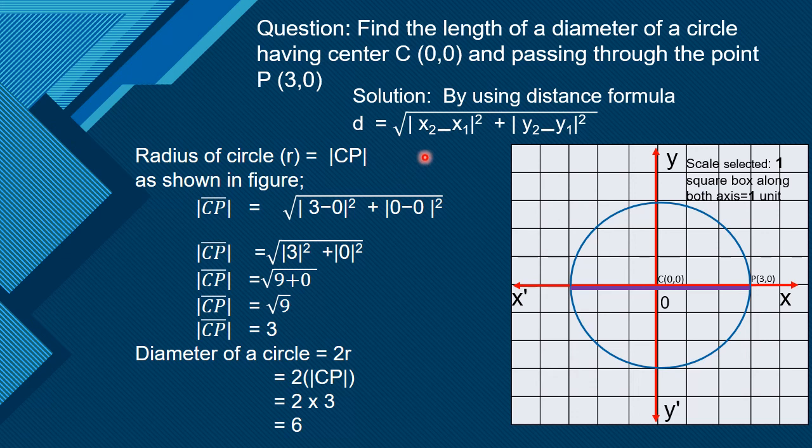CP is equal to the square root of (3 minus 0) whole square plus (0 minus 0) whole square, as the coordinates of point P are (3, 0) and the coordinates of point C are (0, 0). So it will give you 3 square plus 0 square, and by solving this you will have CP equal to 3, which is the radius of the circle. As you know, the diameter of a circle is 2 multiplied by the radius, so it will give you 2 multiplied by CP. Simply we will multiply our radius with 2, which will give you 6. So the diameter of the circle is 6 units.